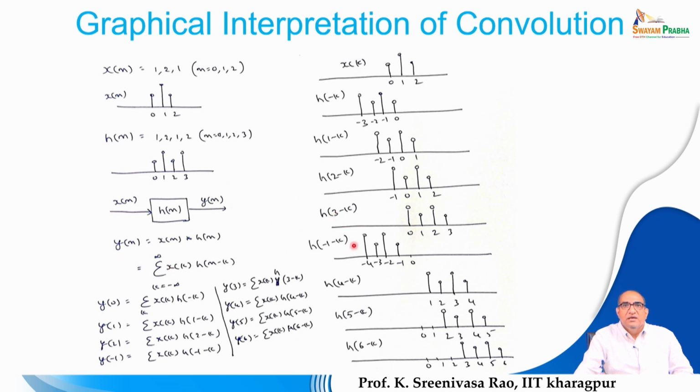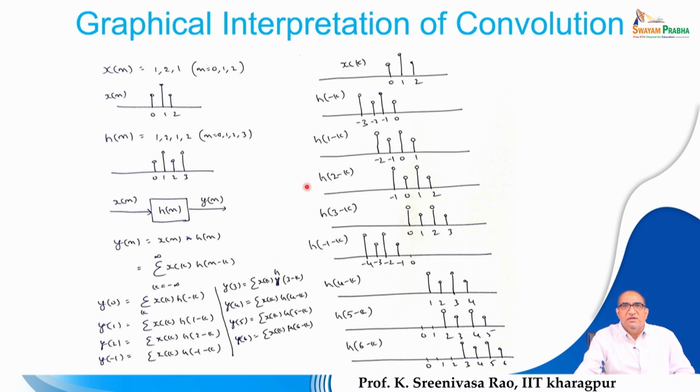But if you see that when you shift this h of minus k in a negative direction, this is the sequence. h of minus 1 minus k is nothing but h of minus k shifted in the negative direction. Then the sequence will be this one. Here you do not see any overlap between x of k and this one. Therefore, y of minus 1 results to be 0. If we further shift, there is no overlap, so the result will be 0, like y of minus 2, y of minus 3 and so on.